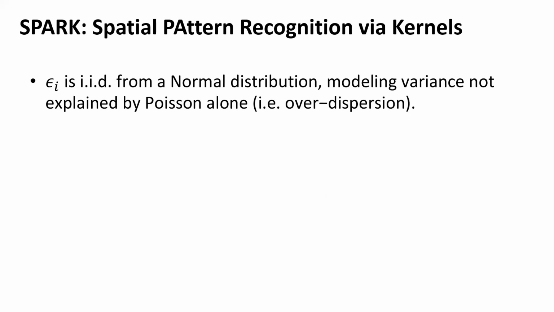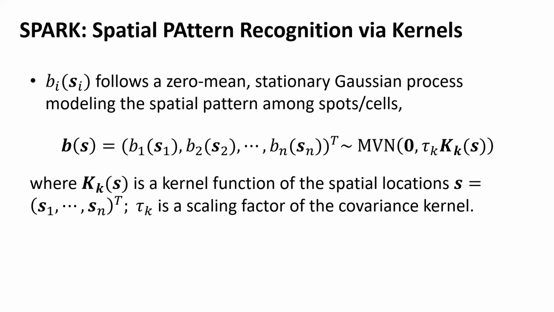For epsilon sub i, we follow the standard assumption. We assume it follows an IID normal distribution. The epsilon i is trying to model the over-dispersion that you usually see from omics data sets. So you can think of this as an over-dispersed Poisson model, very similar to a negative binomial model with the epsilon i there. Now the b sub i is unique. That one is trying to capture the spatial expression pattern.